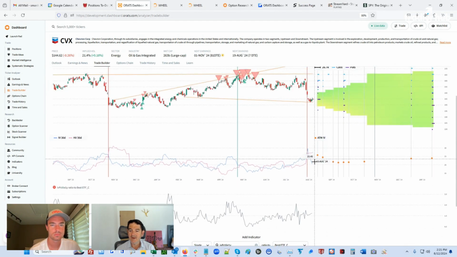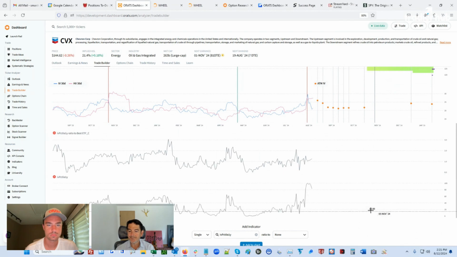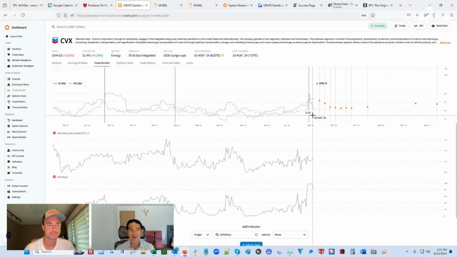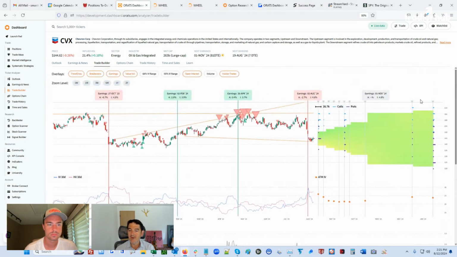So what that's saying is Chevron is still quite a bit above its percentile. Let's look at the percentile without that. Yeah, look at how high the percentile is still with Chevron. So this might be one to look at, like some type of maybe selling a short put spread. Looks like it's on the bottom of a range for Chevron.